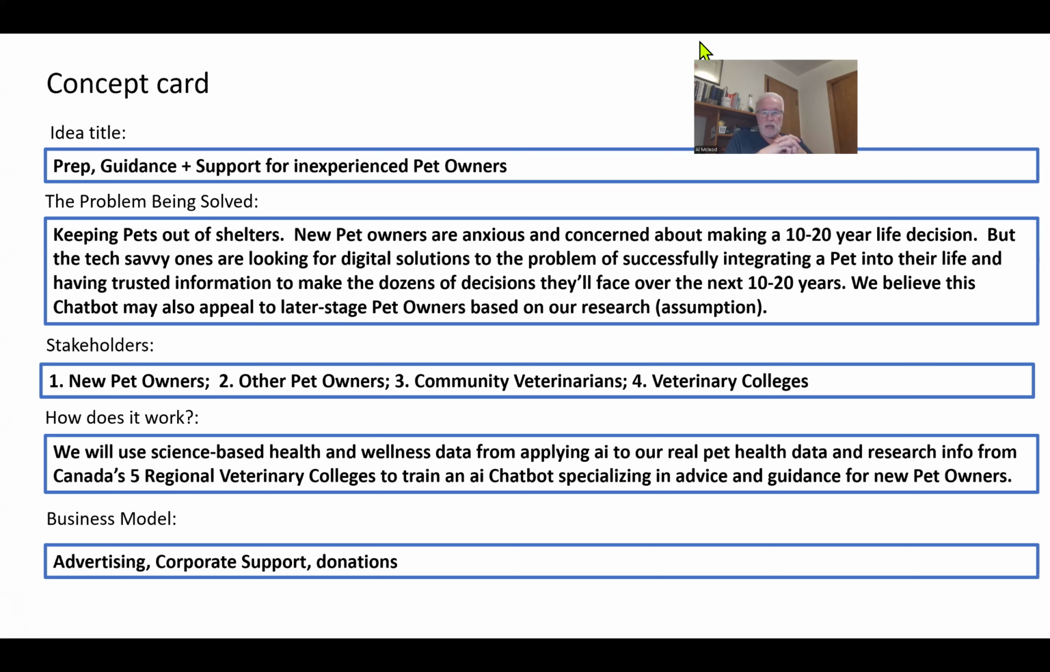So we have stakeholders: new pet owners, other pet owners, community veterinarians, and veterinary colleges. And so how does it work? We'll use science-based health and wellness data from applying AI to real pet health data, research information from Canada's 5 regional veterinary colleges to train an AI chatbot specializing in advice and guidance for new pet owners. And business model: advertising, corporate support, and donations, we think.